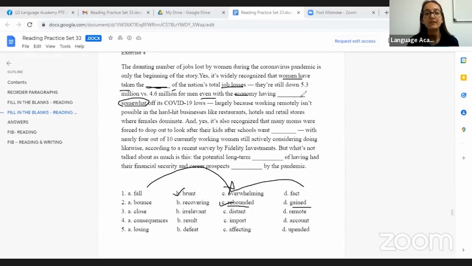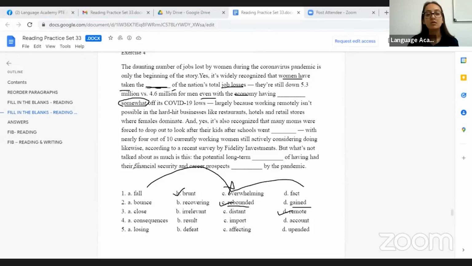With the economy having rebounded off its COVID-19 lows, and yes, it's also recognized that many moms were forced to drop out to look after their kids after schools went dash. So this was a very common word being used a lot these days, online learning, remote learning. So we don't have online here, but we can go with remote. Remote was another word being used for online learning. With nearly 4 out of 10 currently working women still actively considering doing likewise, according to the survey.